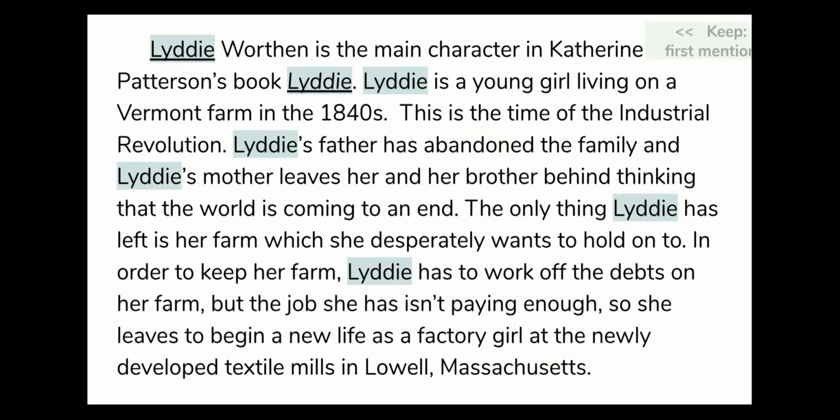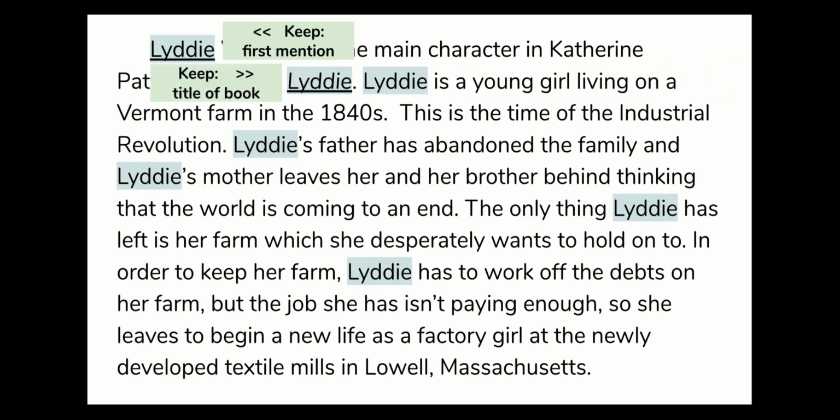So looking at the first 2 examples, we're going to keep the first one, obviously, because it's the first time the name is mentioned. We're going to keep the second one too. Normally I wouldn't because it's in the same sentence, but it's the title of the book. We can't really get around it. The third one, though, we're going to use a pronoun, she. And the next one, her father. And the next one, her mother.